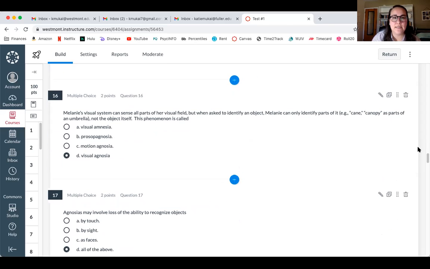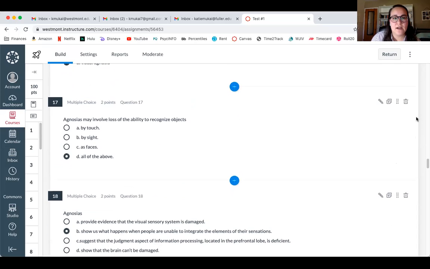Okay, number 16, Melanie's visual system can sense all parts, but when asked to identify an object, she can only identify certain parts of that object. I changed this on my end, but you all had A, visual agnosia, and D, visual agnosia. So my bad on that one. My visual system was having some difficulties, I guess, when I was typing this question. So regardless of if you put A or D, if it said visual agnosia, I gave you points for that.